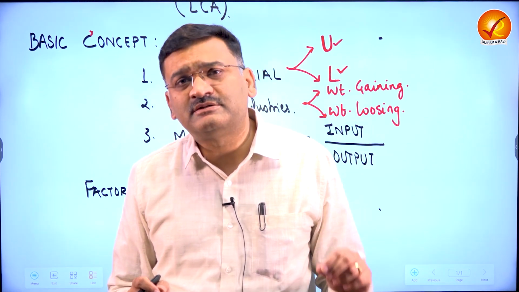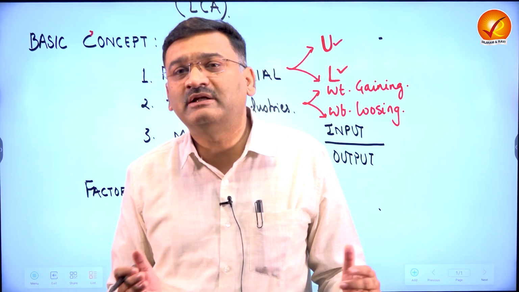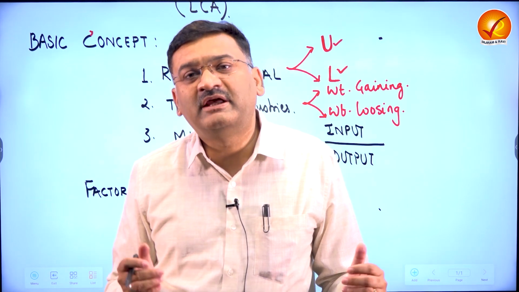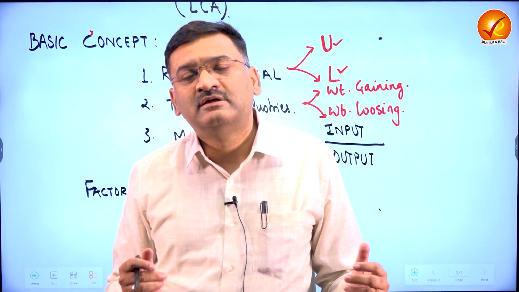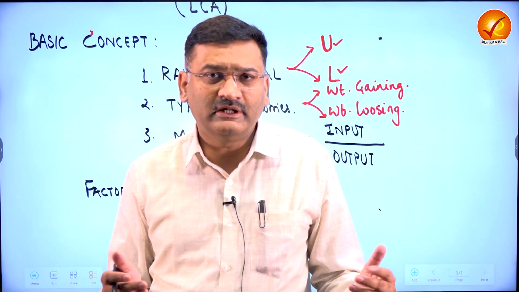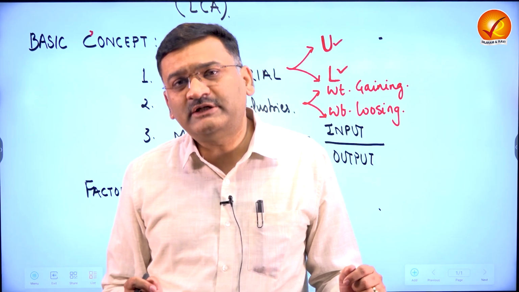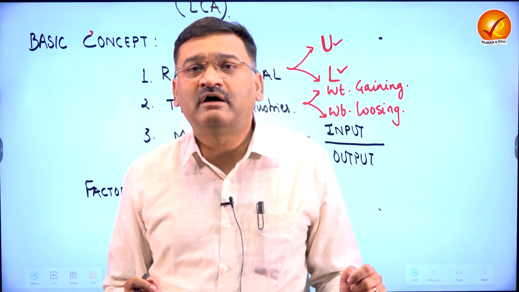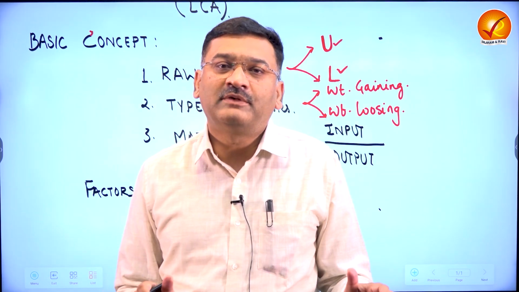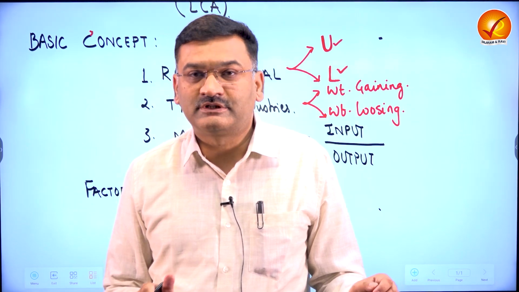But in some industries, after processing, the output becomes much bulkier. It may be where there is fermentation, like bakery products, or the beverage industry, like a soft drink industry, where the weight of the product is increasing after processing. The product becomes bulkier than the raw material. Such types of industries are known as weight gaining industries.